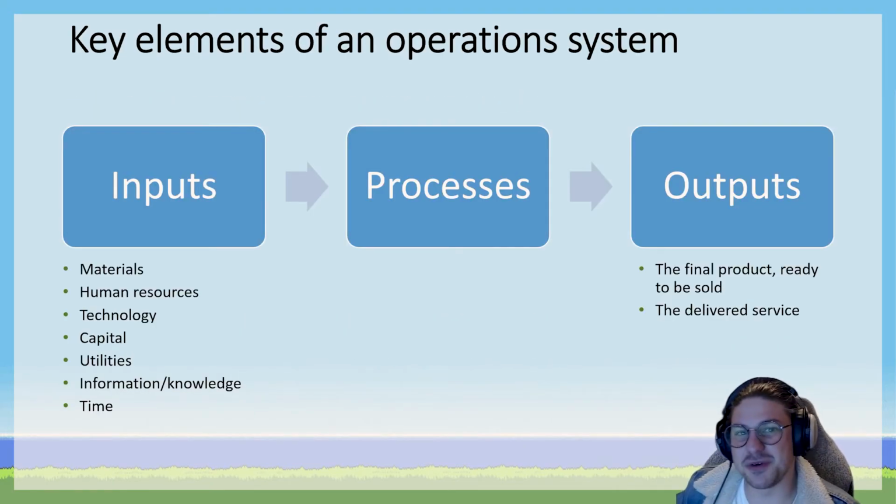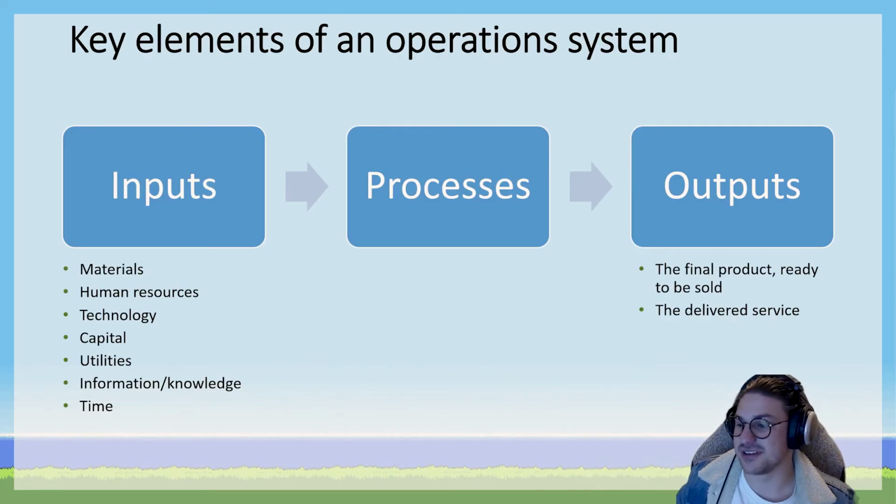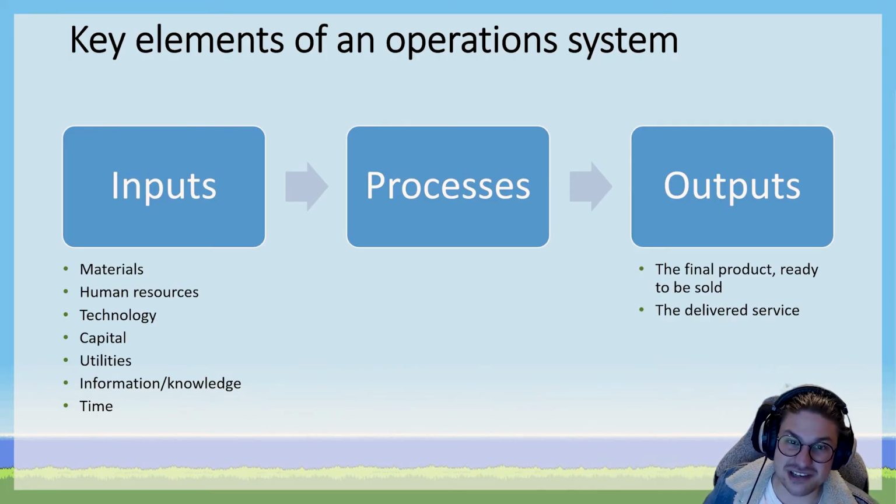Now, the second key knowledge point we're looking at today has us look at the key elements of an operations system. And every business has the same three key elements of their operations system: inputs, processes, and outputs. Inputs are the resources that you require to be able to do whatever it is that you're going to sell to your customers. So you'll need raw materials, you'll need your human resources, you'll need labor, people with knowledge, skills, and experience. You might need access to certain technologies.